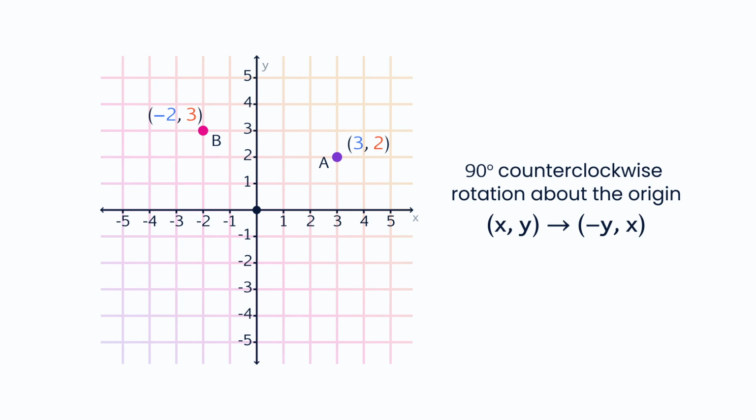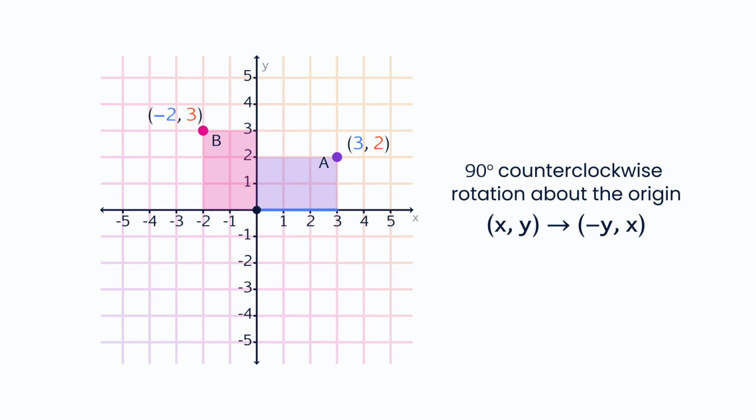But why does the rule work? Let's draw a rectangle which places the original point A in the top right corner. Now, rotate the rectangle. The rotated point B is placed in the top left corner of the rotated rectangle. Let's study the two rectangles in relation to the x and y axis.